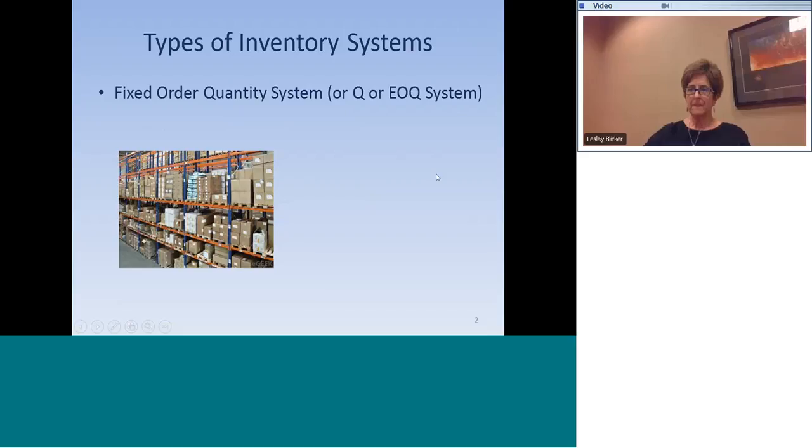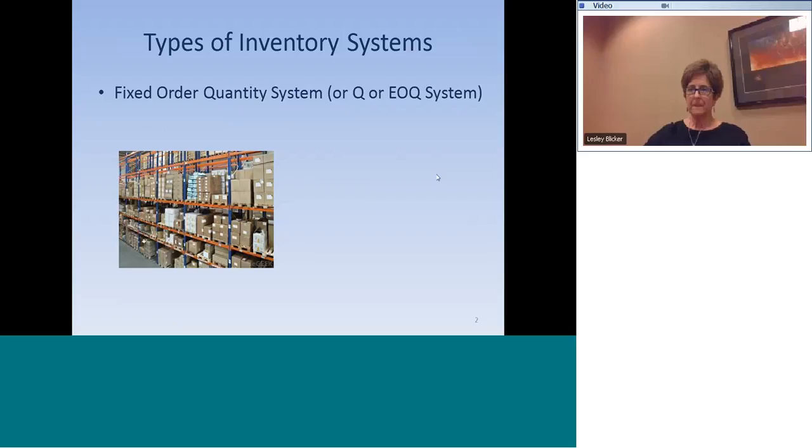There are two types of basic inventory systems. The first one we'll call a fixed order quantity system, or a Q system, or an EOQ system, which is the topic of this tutorial. In an EOQ system, we always assume we have a perpetual or running inventory system, so we always know at any time how much stock we have on hand.